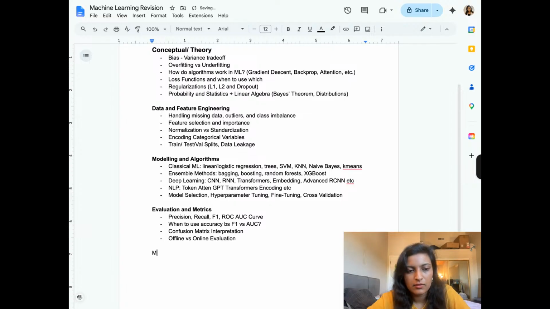And also think about ML system design or end-to-end workflow, like problems such as design a recommendation system, search ranking, fraud detection.